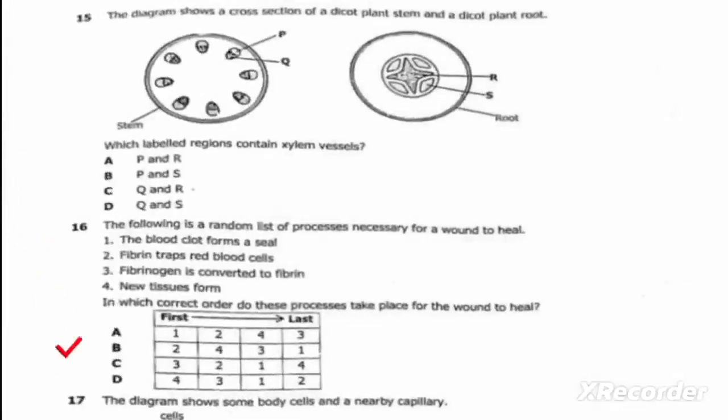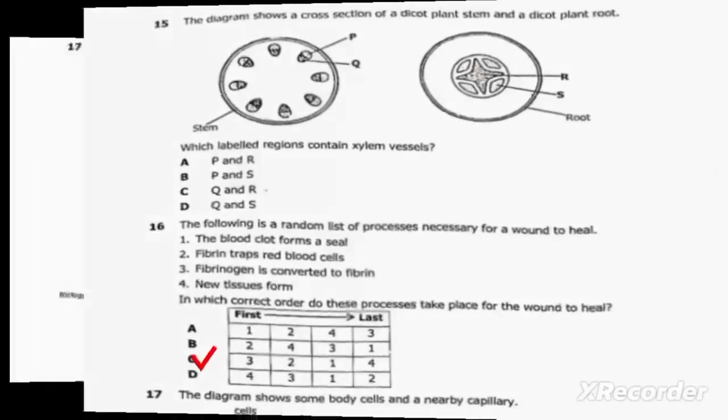So therefore our correct answer here is C. There are some steps skipped here. The first step is fibrinogen is converted to fibrin. Then fibrin traps red blood cells. Then the blood clot forms a seal. 4. New tissue forms.